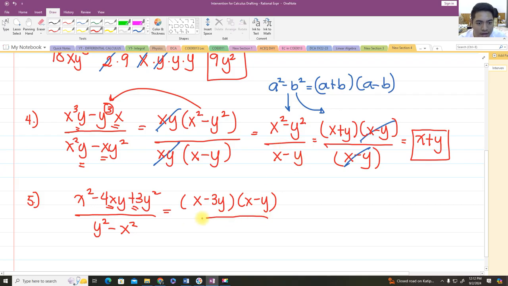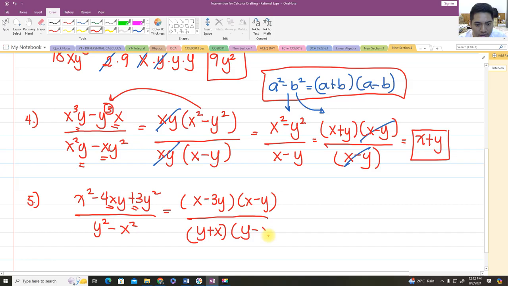And then on the denominator, we're obviously going to use the same formula here. So you have y plus x and then we have y minus x. So at first, seemingly there is no cancellation that will happen, because x minus y all over y minus x is not the same.